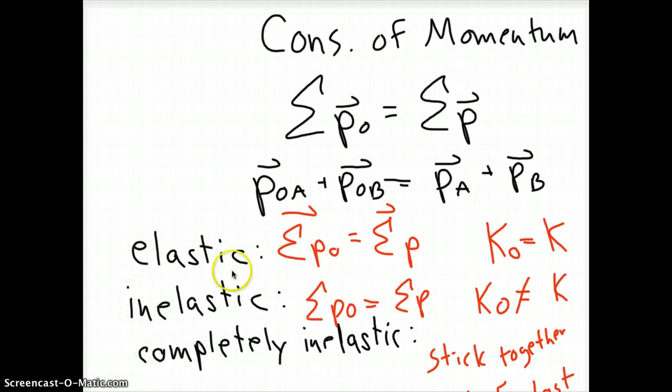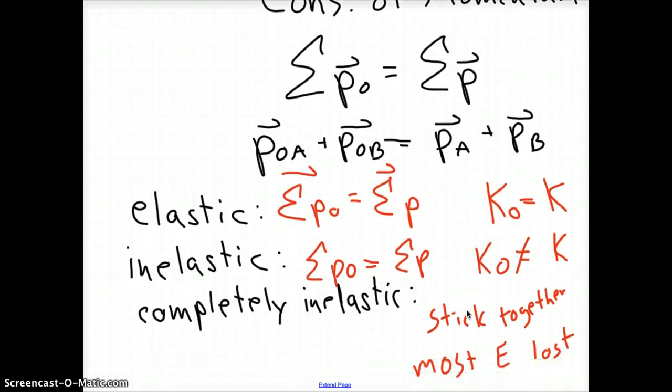In elastic collisions, both momentum and energy are conserved. In inelastic, momentum is conserved, but kinetic energy is lost. Some of that energy is lost to things like heat, friction, sound. Completely inelastic is similar to inelastic in that momentum is conserved but energy is not. But in a completely inelastic problem, the two objects stick together after the collision.